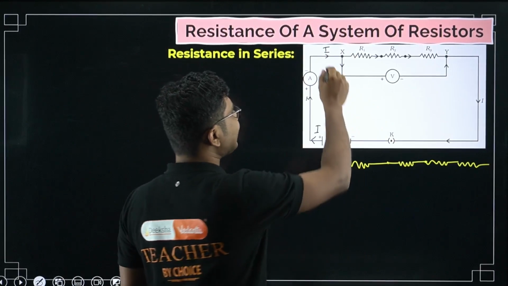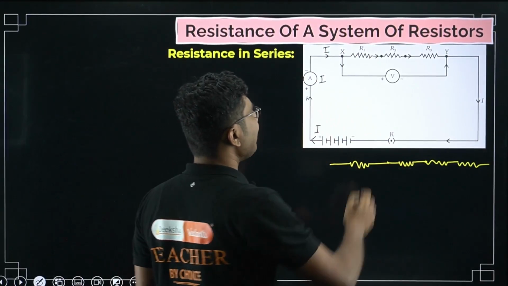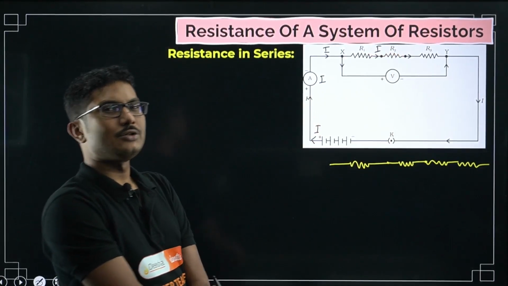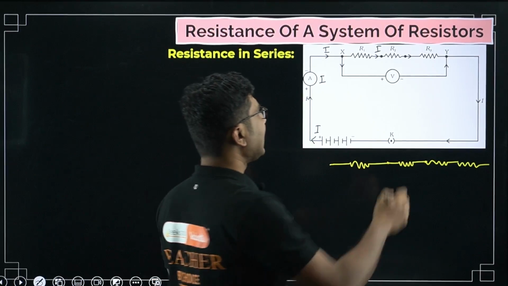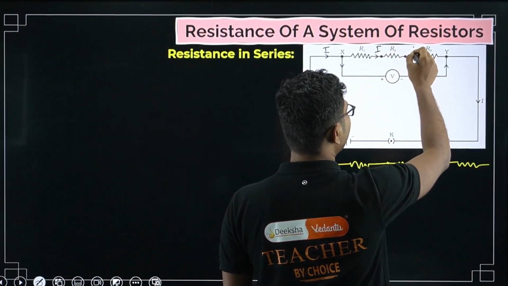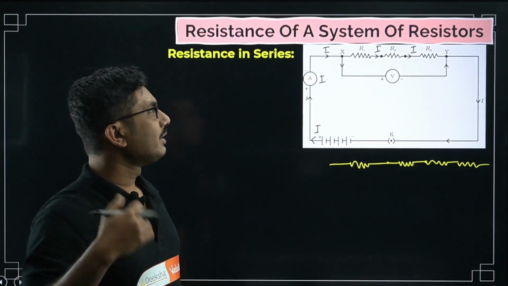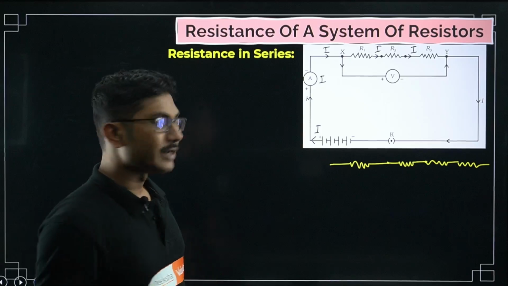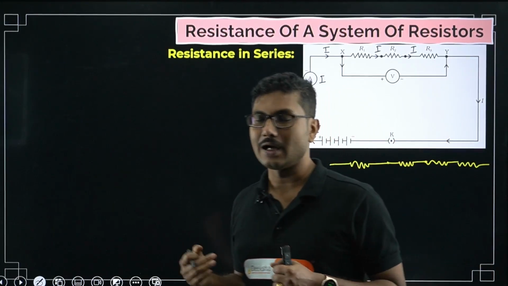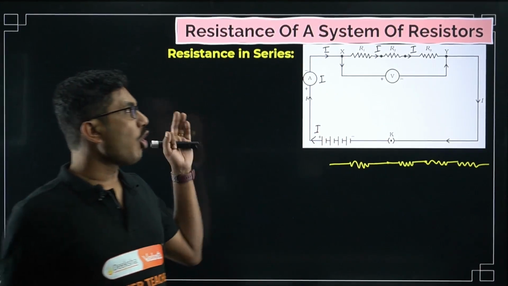Now the current entering the resistance R1 is I. The same current should exit the resistance R1 as well, because there is no other path available. Here as well, the same current will enter R2, and the same current will enter R3. So all three resistances have the same current. In case of a series connection, the current in the circuit is constant.